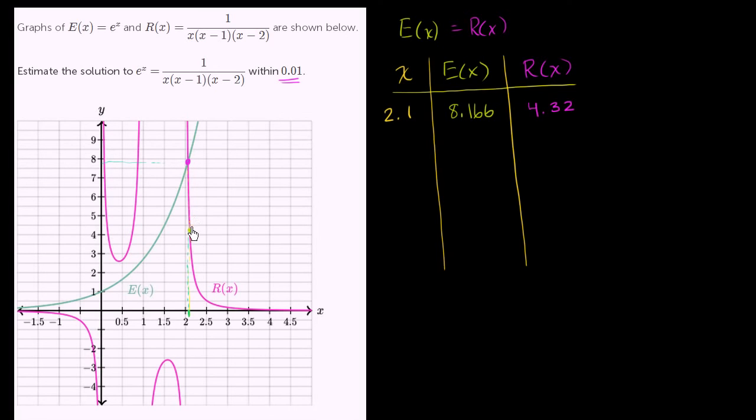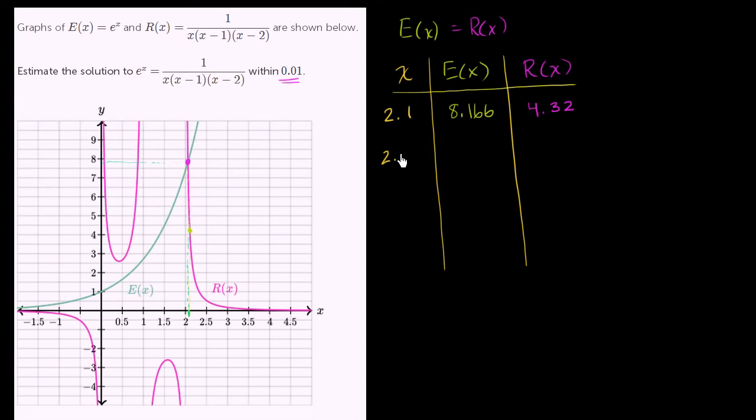So e of x is clearly too high. R of x has already dropped a good bit by then. If I were to go all the way down to 2, it looks like r of x kind of spikes up. It just goes to infinity as we approach 2. So we're not going to go all the way down to 2, but why don't we lower this a little bit? Why don't we try 2.05?